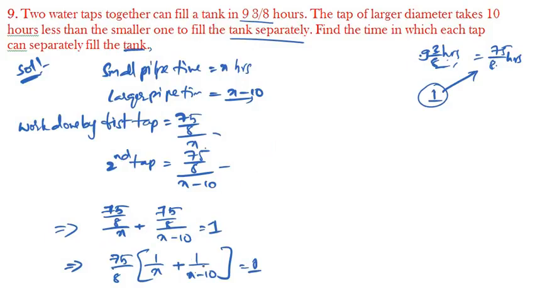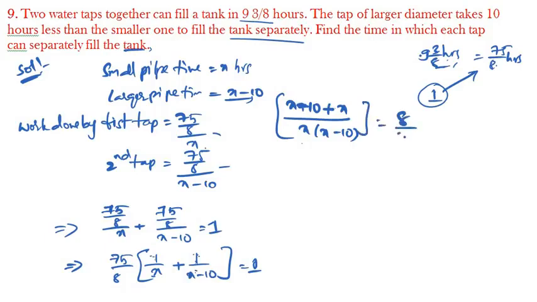So here it goes to this side and it will become 8 by 75 on the right side. Okay, so here (x plus 10), sorry, (x minus 10) plus x, divided by x into (x minus 10). So I cross multiplied here. Okay, x into (x minus 10) is the denominator, and the numerator is 10 plus x, is equal to 8 by 75.